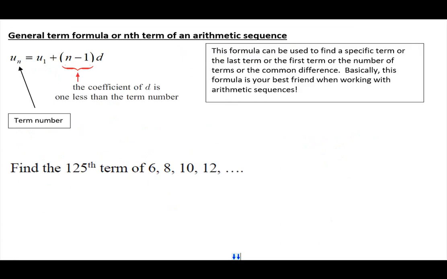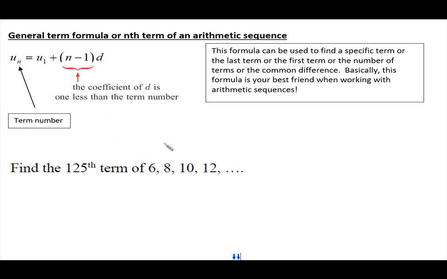All right, so let's take a look at the first really important formula that you need to understand how to work with. This formula here is for arithmetic sequences. It's called the general term formula for an arithmetic sequence, or sometimes they call it the nth term formula. Now, what do you use this formula for? Well, technically, you can use this formula to find anything in this formula.